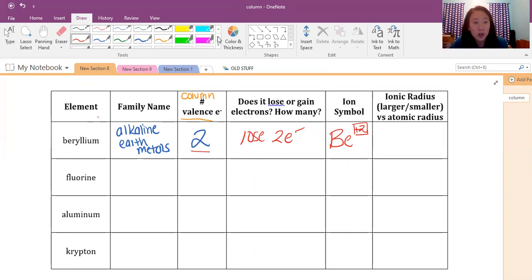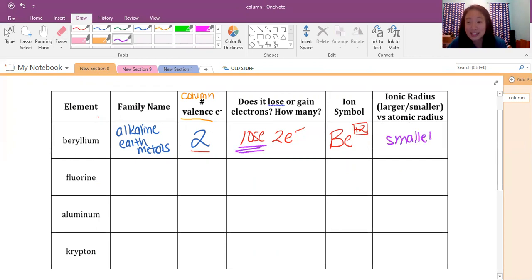When you see the words lose electrons, you know you're going to get smaller. It's like taking off clothes. You took off a big puffy jacket, you took off a sweater, you're naturally going to get smaller. Just like when you toss electrons away, you're going to get smaller. Okay, so now let's try to speed this up.